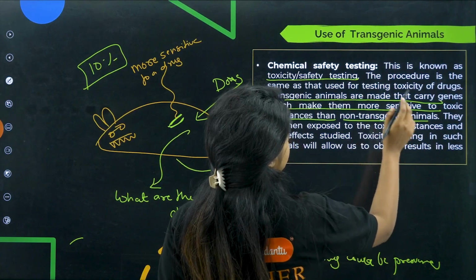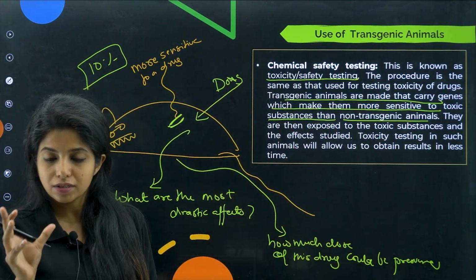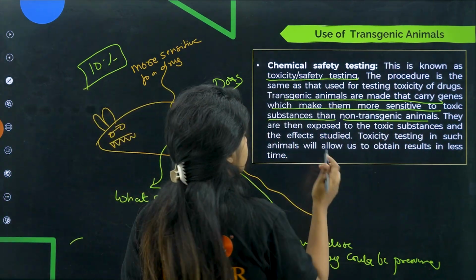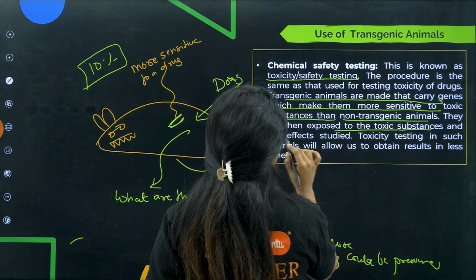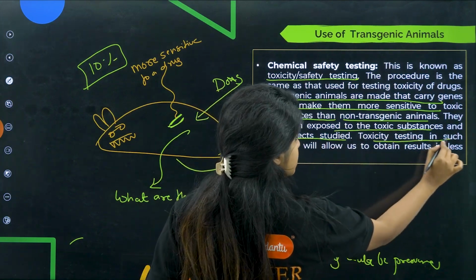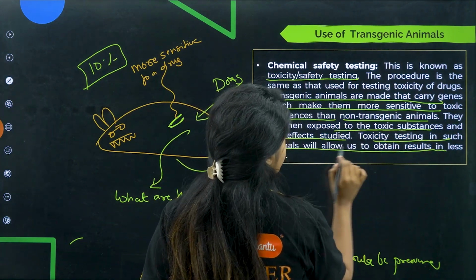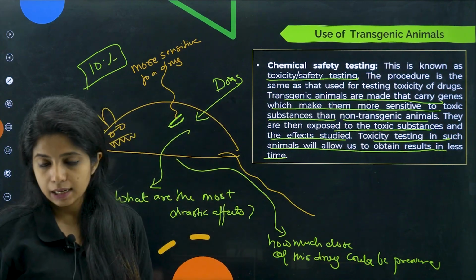So what are we doing? We are basically putting the sensitive gene over there which makes them sensitive. Now they are exposed to the toxic substances and the effects studied. Toxicity testing in such animals will allow us to obtain results in less time as well.